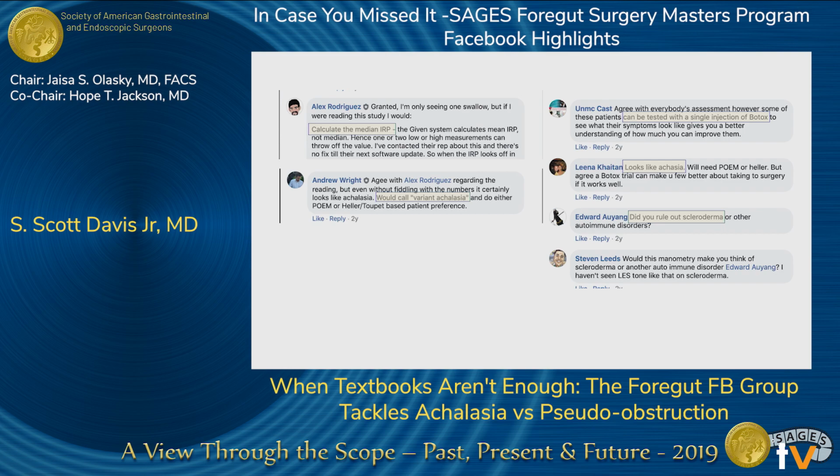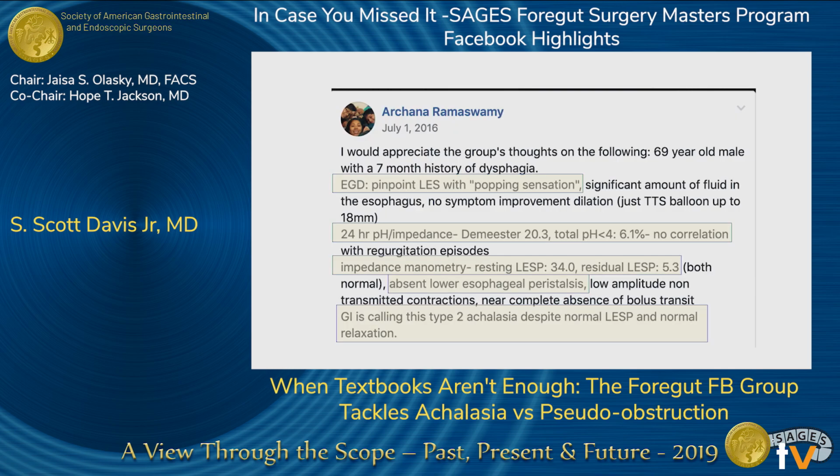I don't know if your rep has changed your software by now, but he says he's trying to get the software changed. Andrew says that he would call this variant achalasia. We have some suggestions here to try an injection of Botox. Dr. Ketan says it looks like achalasia to her, and we have Ed Aying asking about scleroderma. So that entire slide that I showed a minute ago, showing the workup and the etiologies for dysphagia and atypical symptoms, is essentially summarized in just one quick discussion.